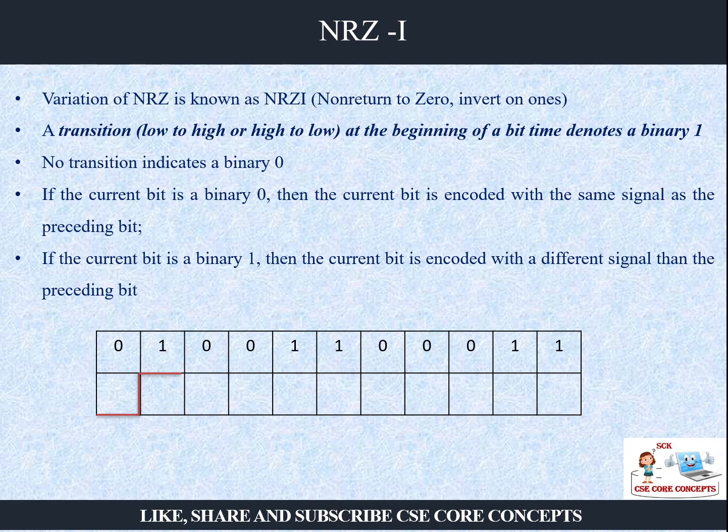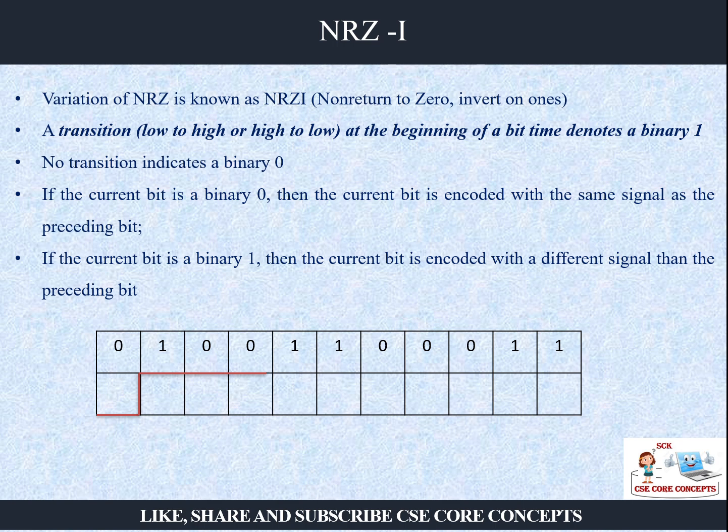Then with the 1, there is a transition from low to high. Now since there is a 0, there will be no change. It will be same as the preceding bit, that is same as 1. So it will continue to be higher and the next 0 will again continue to be higher.